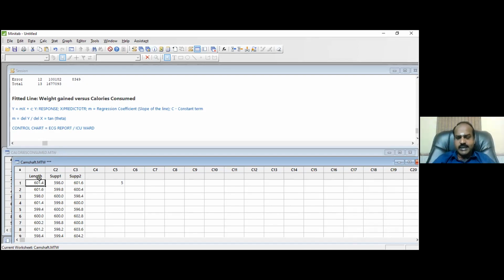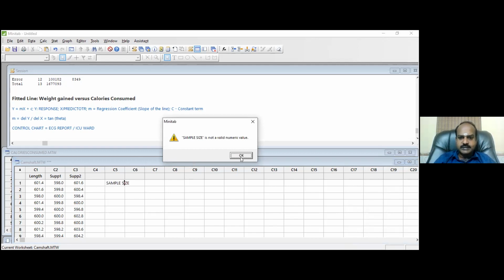As a quality engineer, I am interested in checking whether it is exactly 600 or not. Every time I go, I take a sample of 5, so I call it the sample size. How much? Sample size is 5.